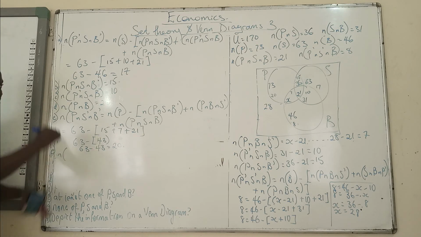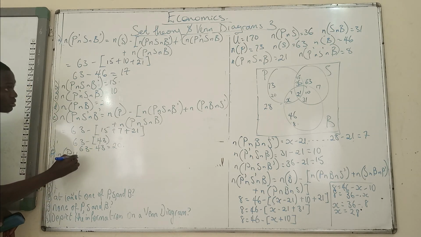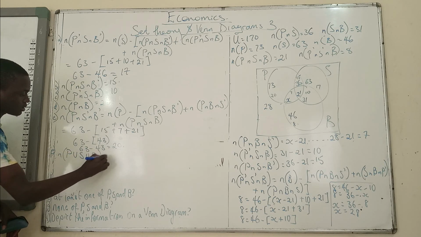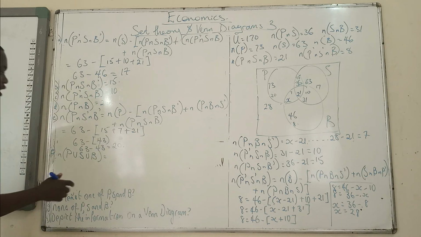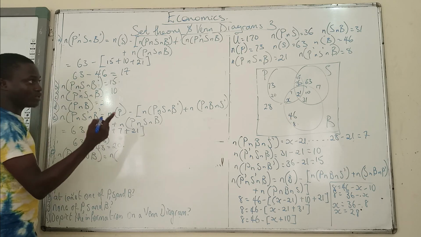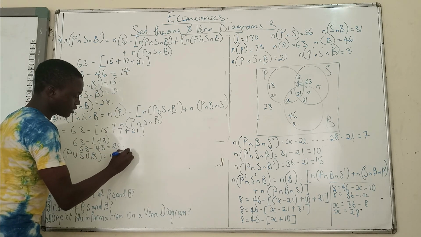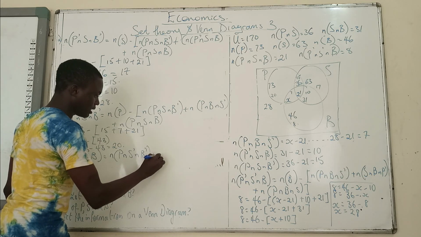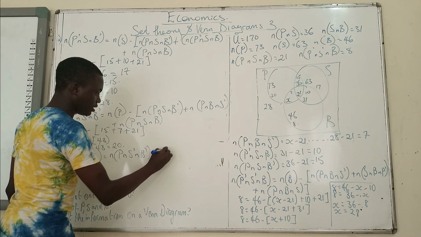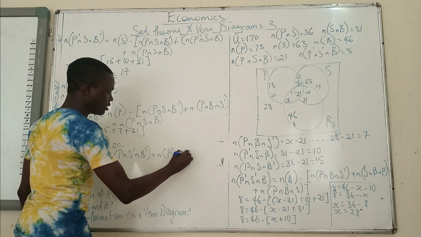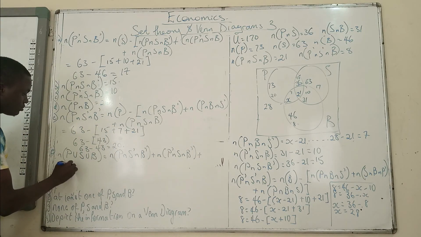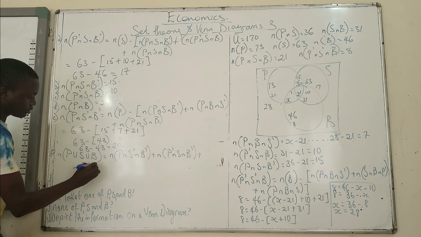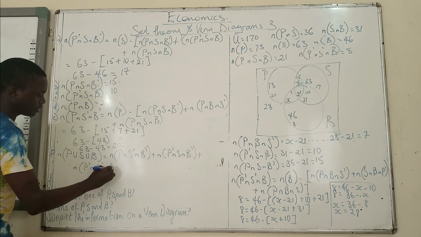So we're looking at P union S union B. That's what we are looking at. So how do we do that? We start adding. That would be the cardinality of primary schools only: P intersection S prime intersection B prime, plus the cardinality of secondary schools only: P prime intersection S intersection B prime, plus post-secondary schools only: P prime intersection S prime intersection B. So we are done with that.